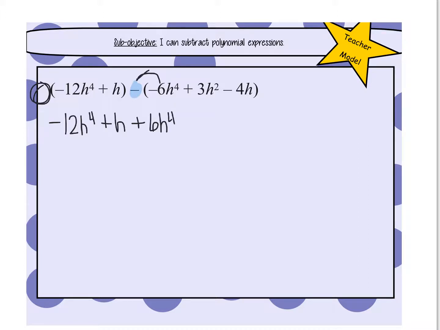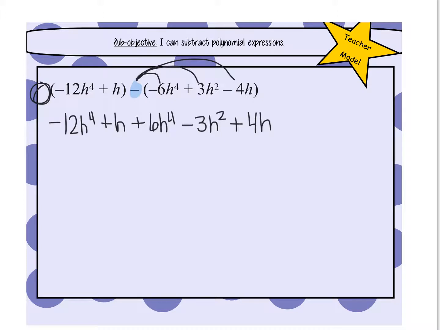And then I'm subtracting 3h to the 2nd. So subtracting a positive is a negative. And then I'm subtracting a negative 4h, so a negative 4h becomes a positive 4h when I subtract it. So if you notice, nothing changed in the first parenthesis, but when I subtract, all of my signs did the opposite because I'm doing the opposite. That's what subtraction is, the opposite.